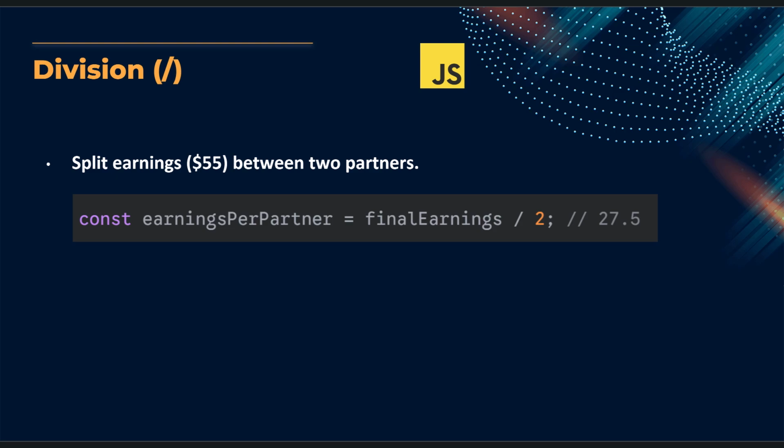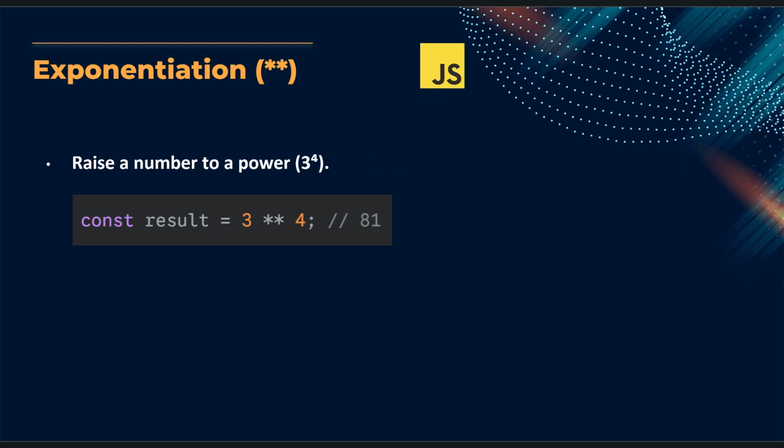Division. To divide numbers, let's say we want to split the final earnings 55 between two partners. This line does just that. As you can see, earningsPerPartner = finalEarnings / 2. This would give each partner $27.50.